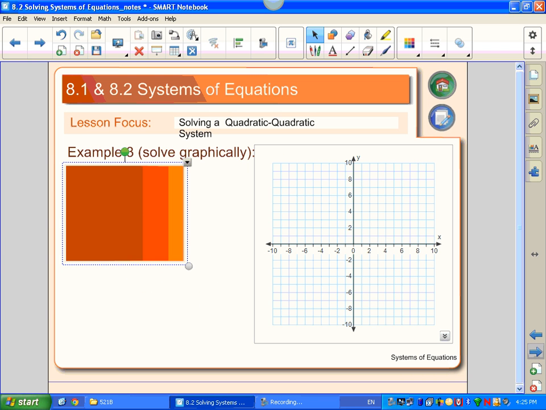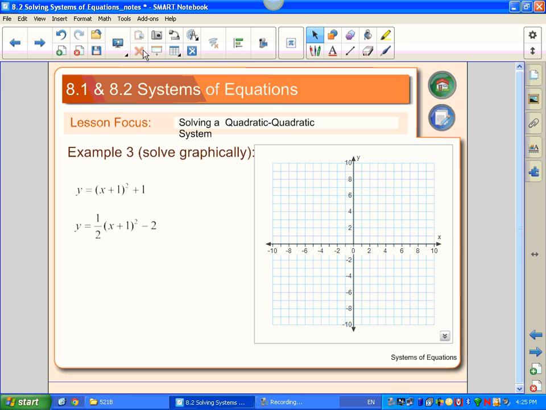Example 3. Here are two parabolas. Let's graph these. And these are nice. They're in vertex form, so that's going to make this very easy for us to do, especially just to do a sketch. I'm going to use my graphing software.